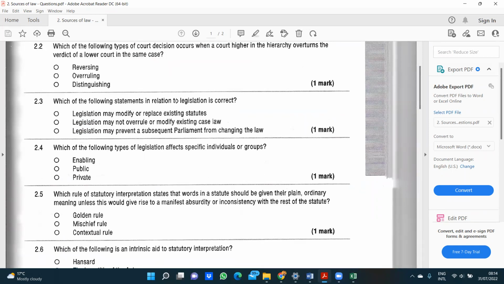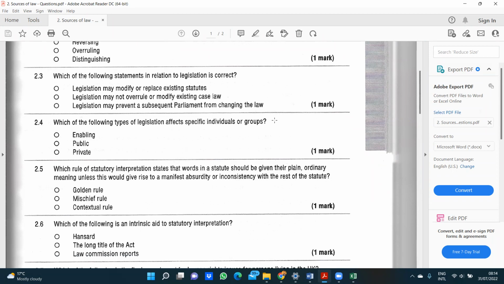Okay, which of the following in relation to legislation is correct? Legislation may modify or replace existing statute. Legislation may not overrule or modify existing case law. Legislation may prevent a subsequent parliament from changing the law. So what do you think? Yeah, all right, that's good. Legislation may modify and replace existing statutes. This is parliamentary sovereignty, the power that legislation has. It may replace an existing statute.